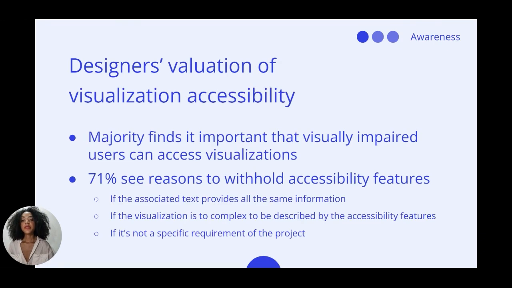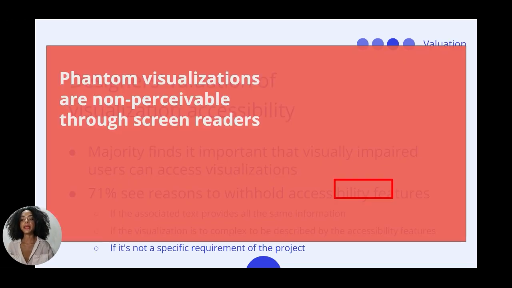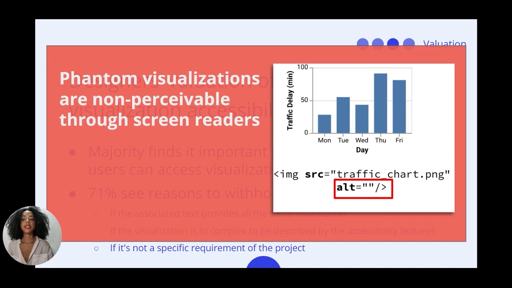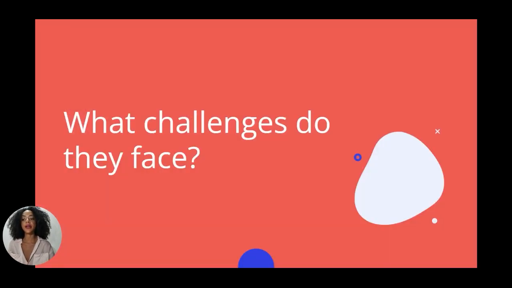While in general most participants say they value the importance of visualization accessibility, we found that about 71% could think of reasons to withhold accessibility features, mostly when the text provides the same information or the visualization is too complex. This may explain a known accessibility issue which we observed as well, where a chart is not mentioned at all in the text, effectively making it non-perceivable through screen readers. We refer to this phenomenon as phantom visualizations because even though they are on the website, users won't be able to tell that these visualizations are there.